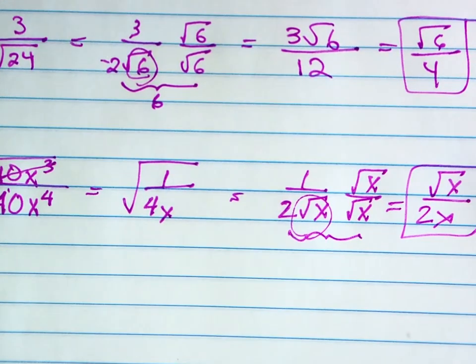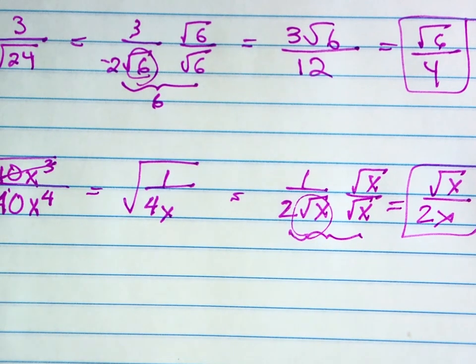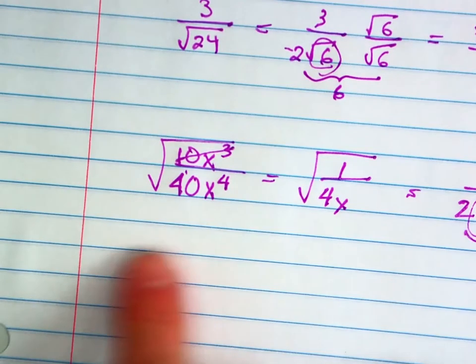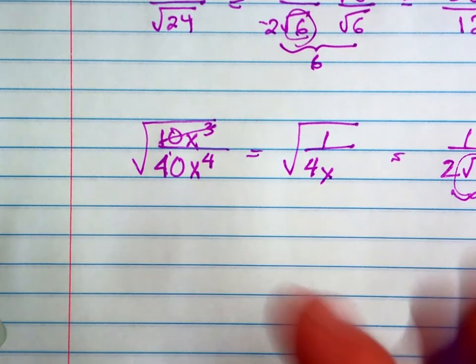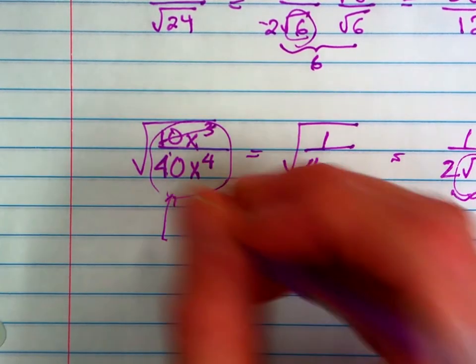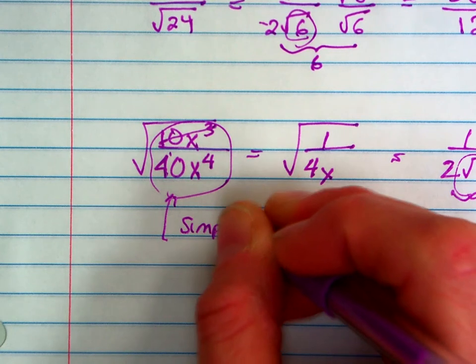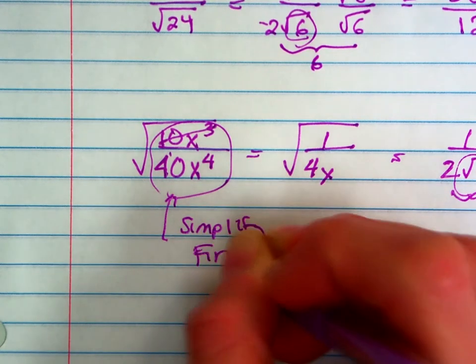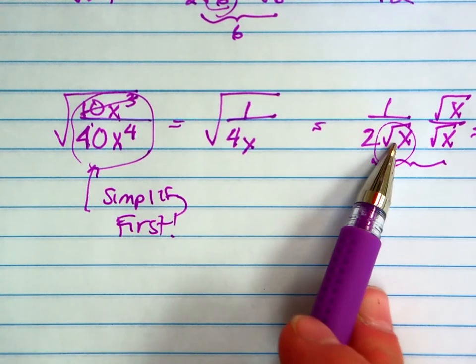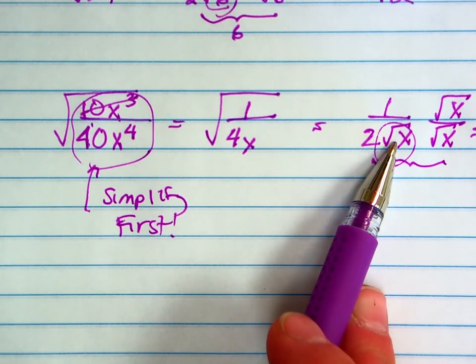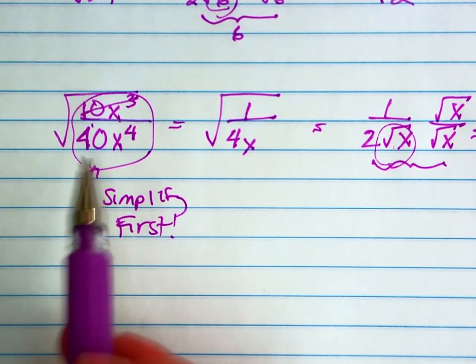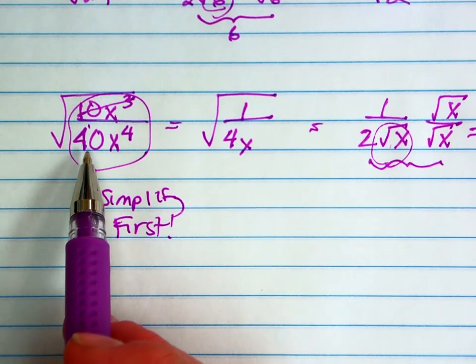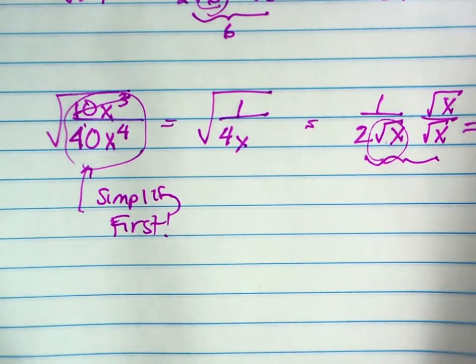So we basically don't want to leave any radicals in the bottom. If you don't simplify first, you're going to make it a lot messier for yourself than you need to. So I would say, as a general rule, simplify first. Then whatever's left, you rationalize. It's a lot easier to multiply the top and the bottom by the square root of x than it is to multiply the top and the bottom by the square root of 40x to the 4th.